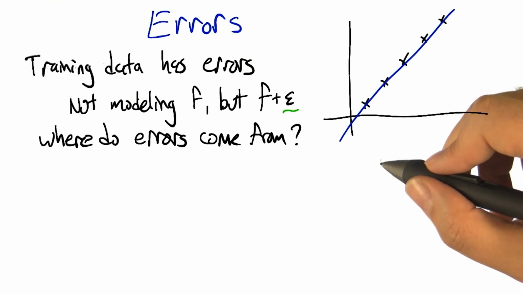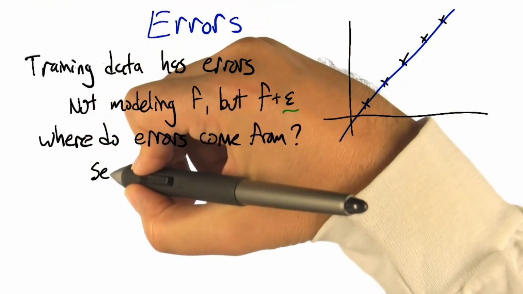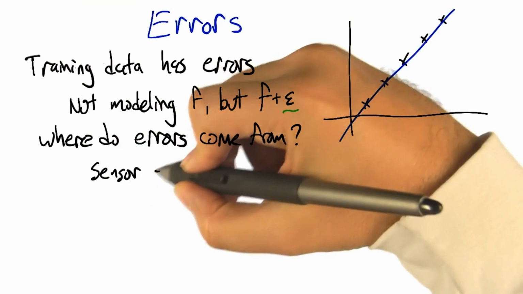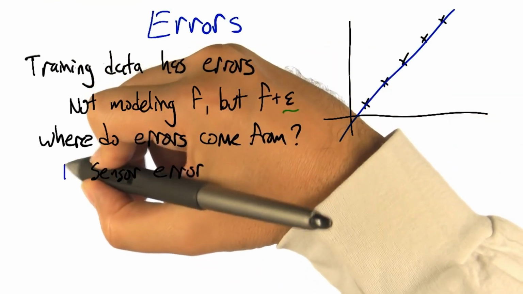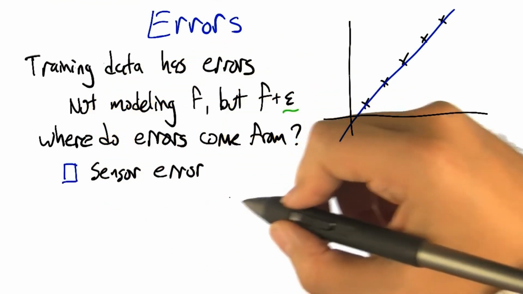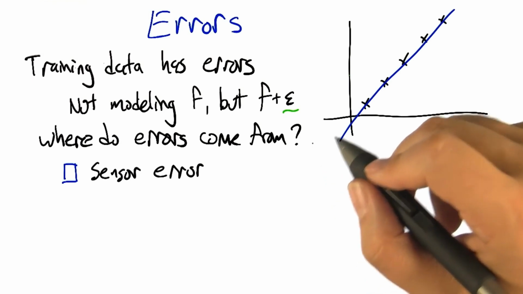Well, so let's see, where might errors come from? So they could come from sensor error, right? Just somehow you're getting inputs and you're getting outputs, and that output's being read by some machine or by a camera or by something, and there's just error in the way that you read the data, just an error in the sensors. All right. Can you think of other ways?